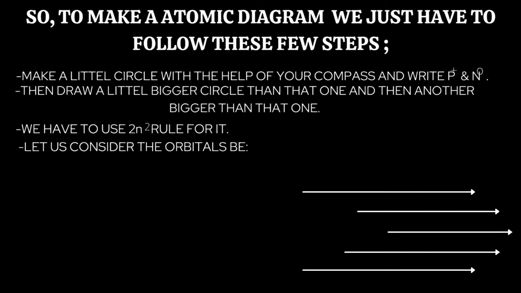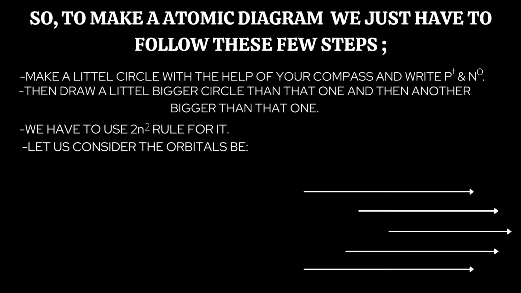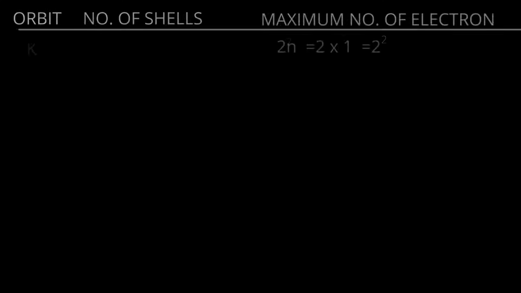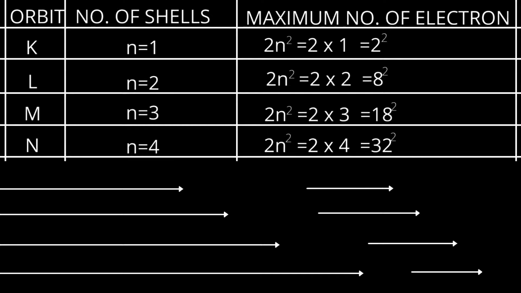To make an atomic diagram, we just have to follow a few steps. Make a little circle with the help of your compass and write P plus and N zero. Plus and zero should be in the proper place. Then draw a little bigger circle than that one and then another bigger than that one. We have to use the 2n square rule for it. Let us consider the orbit, number of shells, maximum number of electrons.